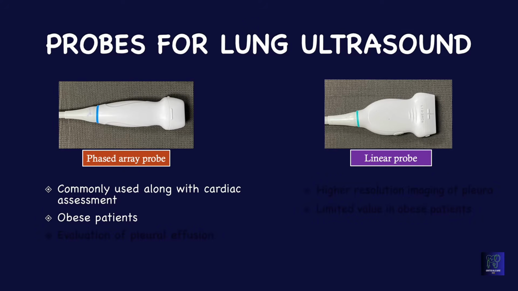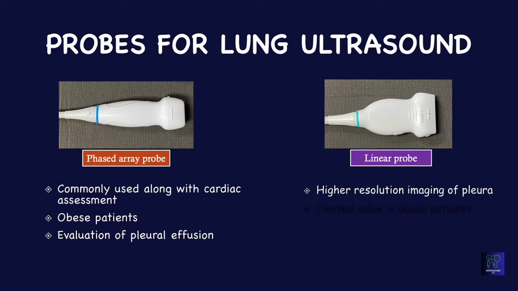The main advantage of phased array probe compared to linear probe is that it provides excellent depth of penetration, so it is useful in examining obese patients where there may be a thick chest wall. It is also useful in evaluation of pleural effusion, again for the same reason, there is good depth of penetration.